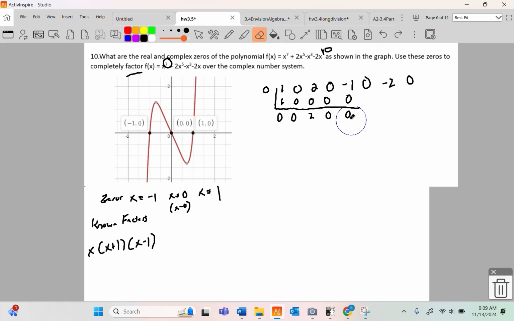That's not -1. That's not 0. That's -1. I got 0, happy. We're going to multiply, and we're going to add, and continue across the row. And of course, I got a 0.